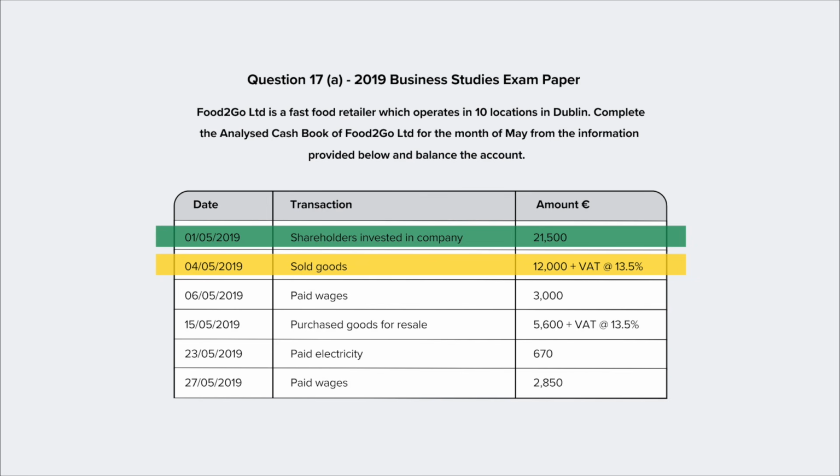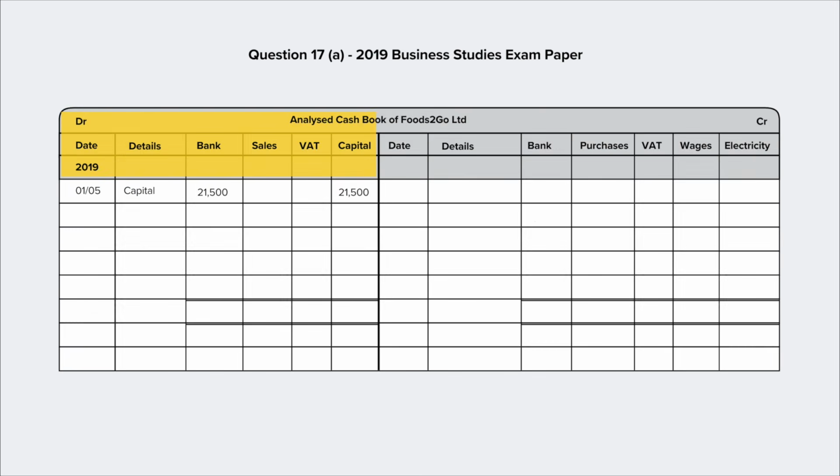Next up, we have sold goods, which is on the 4th of May for 12,000 plus VAT at 13.5%. Now again, ask yourself, is this money in or money out? We sold goods, so of course that's sales, which we received the money for, and in that case it'll go on the debit side of the cash book. Follow the same method here, insert the date and some details about it. We'll just say sales. Next, have a glance over and look for a sales column. Once we see this, we'll put in our 12,000 euro.